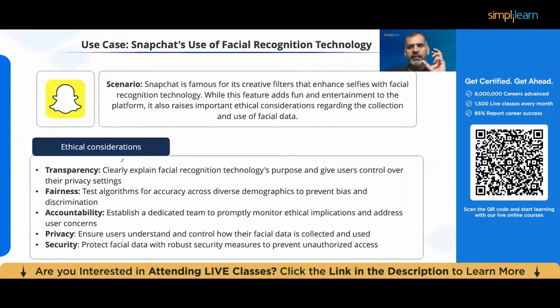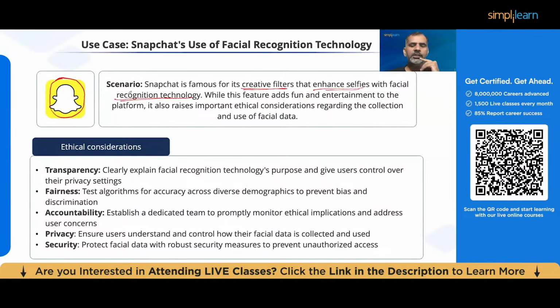Let us understand this with a very common scenario. You must have all used Snapchat, guys. It's a very popular application. So what is this? This is an application which basically takes your face, and then tries to play with the face, like by putting some props on it, or maybe changing your face to different facial expressions. So it tries to add some creative filters that can enhance your selfie with facial recognition technology. This is the main purpose of Snapchat, basically.